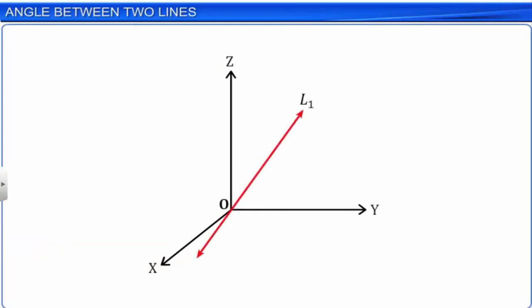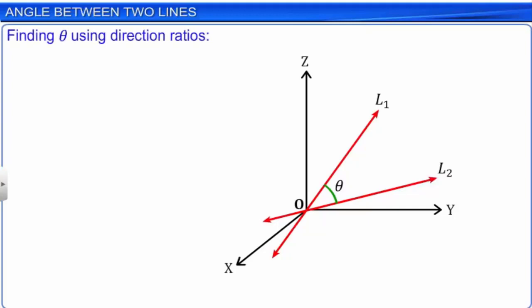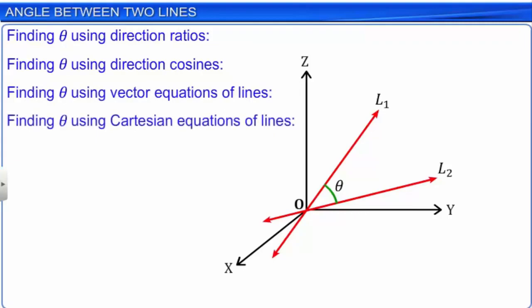Consider 2 lines, L1 and L2, passing through the origin as shown. Let theta be the acute angle formed between lines L1 and L2. You will learn to find the value of this angle theta using the direction ratios, direction cosines, vector equations, or Cartesian equations of the 2 lines. Consider a point A on line L1 and a point B on line L2. Now, consider the directed lines OA and OB, representing the position vectors of points A and B, respectively, with respect to the origin.